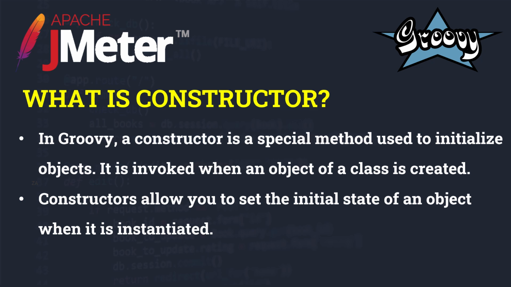And if you don't provide a constructor, then Groovy will provide you a default one. There are two types of constructors. One is a default one and the other one is a parameterized constructor. Now let's go to JMeter and see the difference between not using a constructor and having a constructor. In our previous example, we wrote a class and created an object, but we didn't use the constructor. So first I will show you that one, and then we will write another code where we actually write our constructor. So now let's go to JMeter.